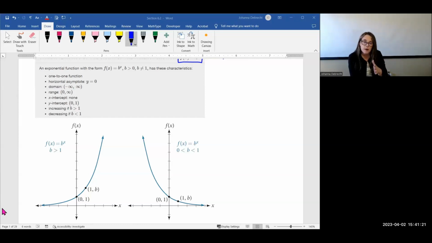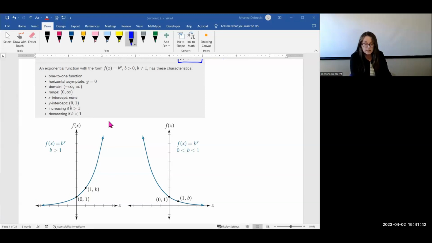Base has to be positive and not 1, which means the answer, the y value coming out, is going to have to be strictly positive. You can't take a positive number, raise it to a power, and get anything but a positive. You can't even get 0. Now, the next thing that we see is the range is from 0 to infinity.